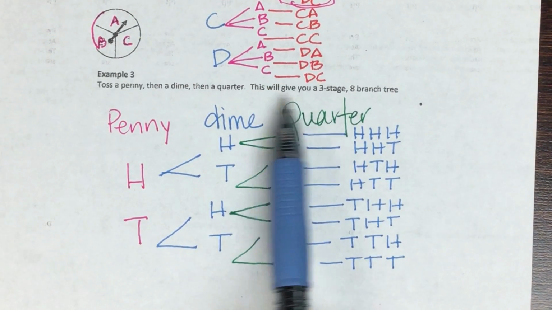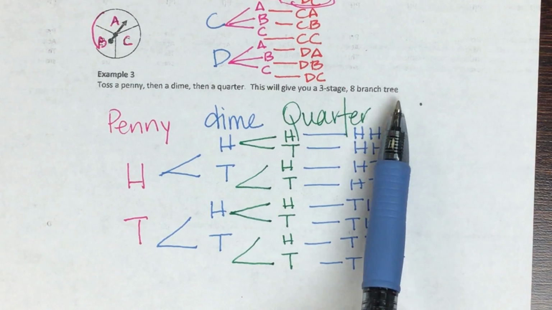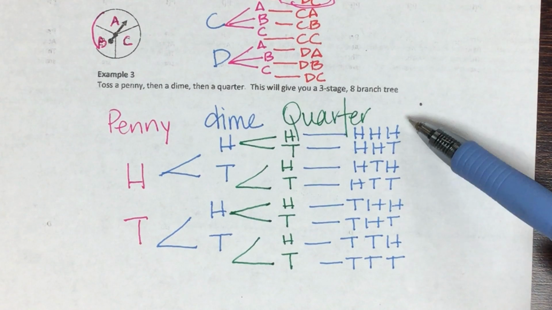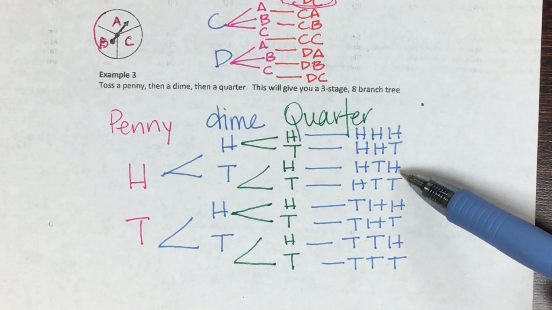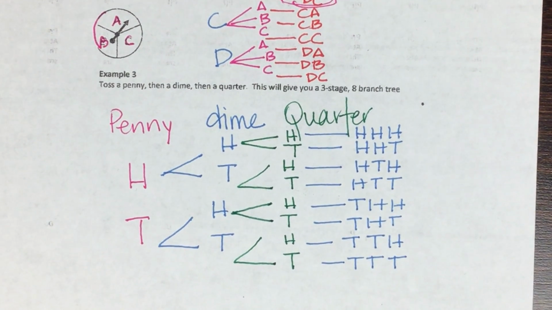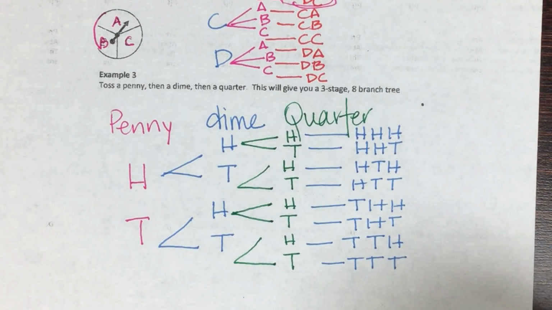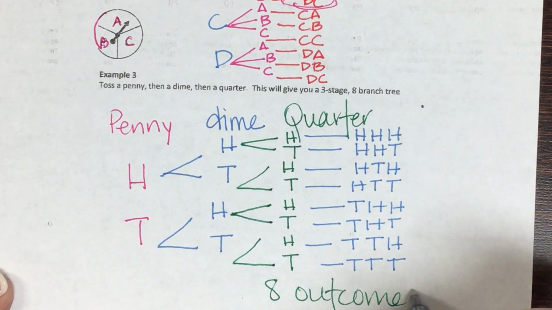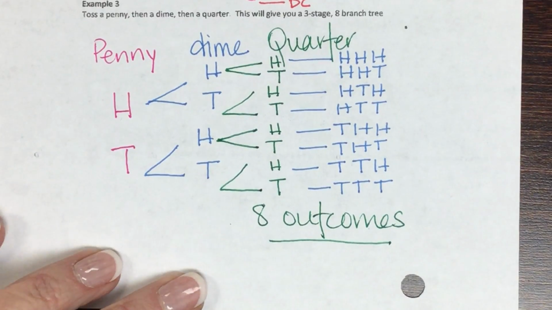So the directions said that we can get a 3-stage, 8-branch tree. So here's my 1 stage, 2 stage, 3 stage, and I get 8 branches. 1, 2, 3, 4, 5, 6, 7, 8. Yep. So how many outcomes do I have? I have 8 outcomes.